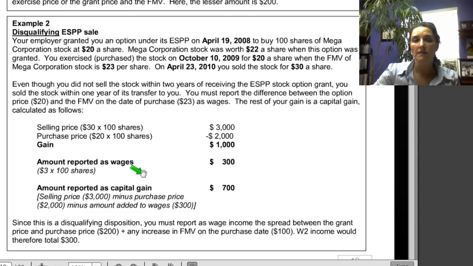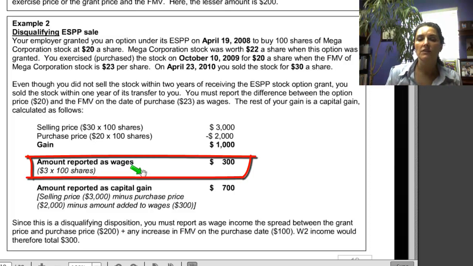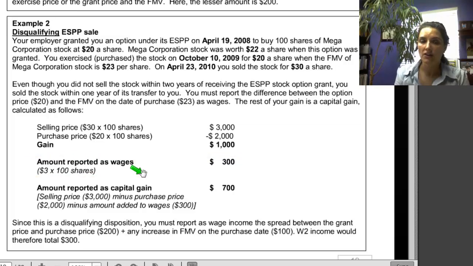So it was granted at 22. It was exercised for 20, but on the date of the exercise, it was actually worth 23. And so we're going to have to go with a full $23 value amount being grossed up in the W-2. And so the W-2 should show $300 additional wage income. That wage income adds to the cost in the stock, meaning that the cost in the stock goes from $2,000 up to $2,300. If we sell for $3,000, that would give us a $700 capital gain.